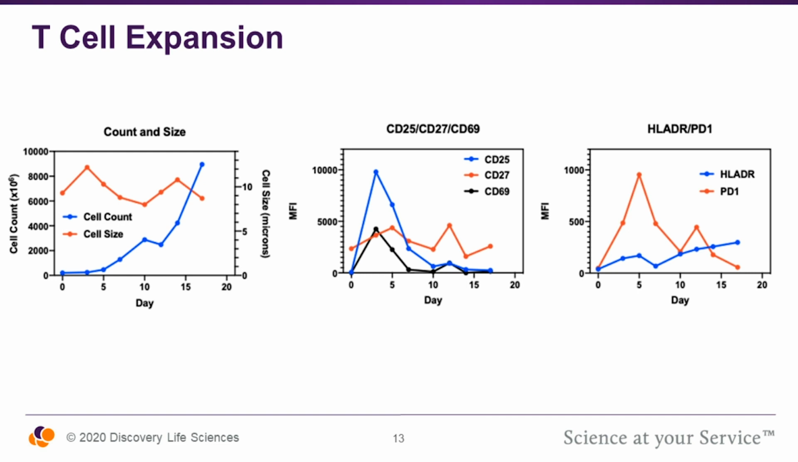So in this way, we really use the MACSQuant platform not only to phenotype the initial patient samples to identify which donors are best for which projects, but then also for downstream expansion and functionality tests.